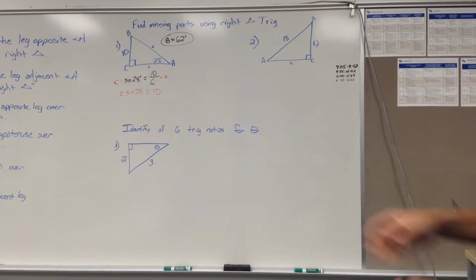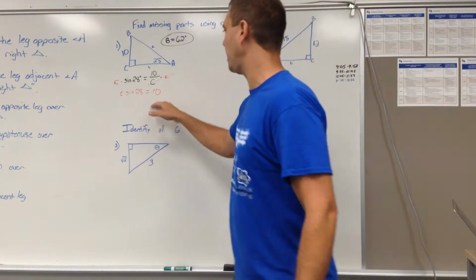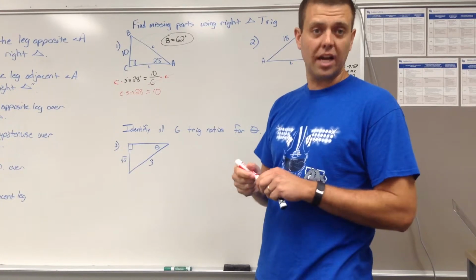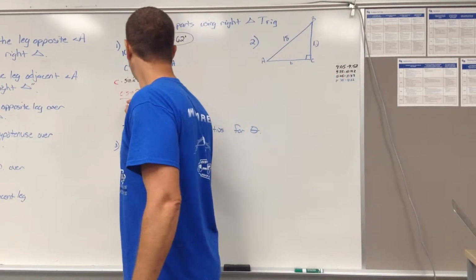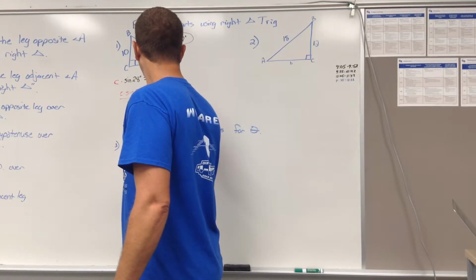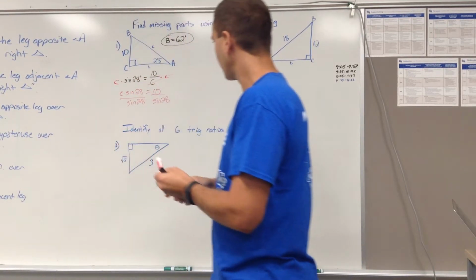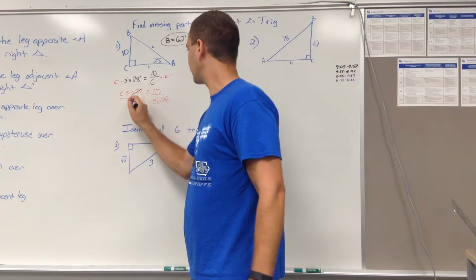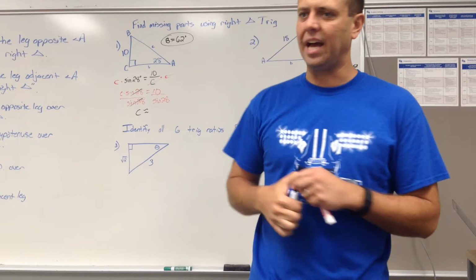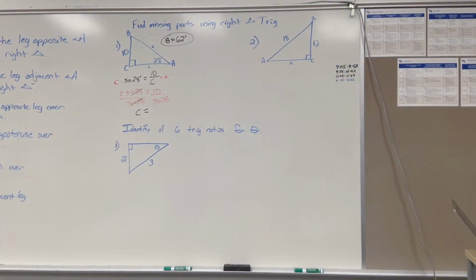So now I have c times the sine of 28 equals 10. What do I need to do to get c by itself? Divide by the sine of 28. Now you're going to need a calculator. So these obviously cancel, and c will equal 10 divided by the sine of 28. I would like you to please use some sort of calculation device to find that answer.